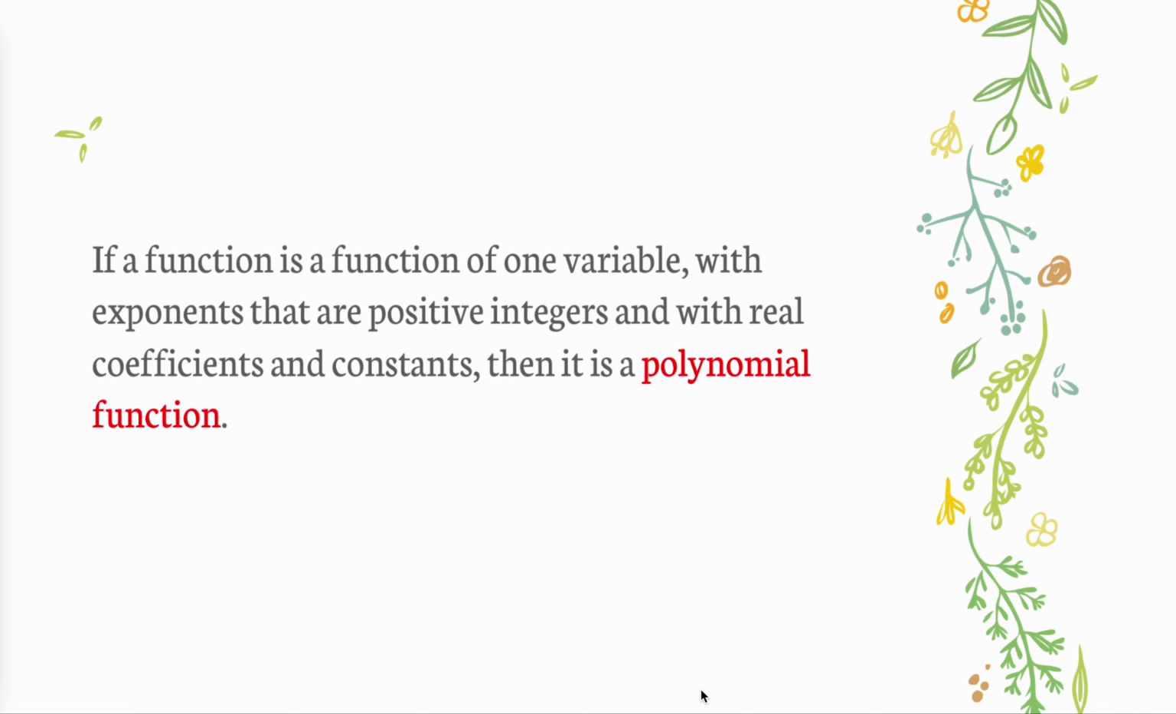If a function is a function of one variable with exponents that are positive integers and with real coefficients and constants, then it is a polynomial function. So, what makes it a polynomial function? Function of one variable with exponents that are positive integers and real coefficients and constants.